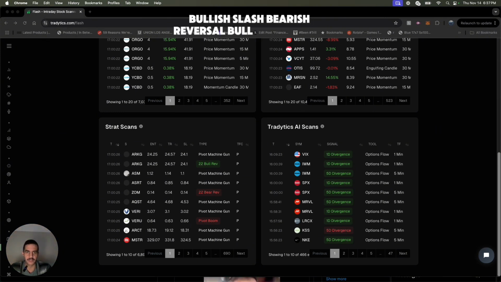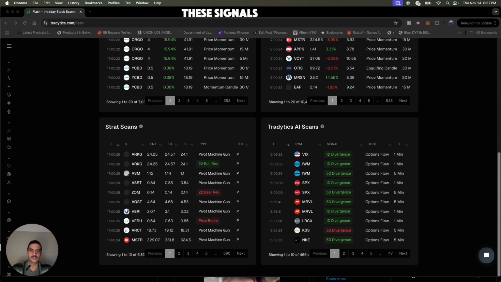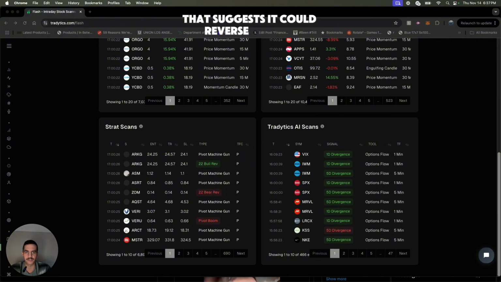Bullish/bearish reversal, bull rev, bear rev. These signals suggest a potential reversal in a trend. A 22 bull rev means that the stock is showing a pattern that suggests it could reverse upward, while the 22 bear rev shows a downward reversal. 22 here often refers to a specific candle formation in trading strategies that indicates a shift in momentum. And finally, we have a pivot boom. This usually indicates a strong breakout from a pivot level. A boom signifies a sudden surge, often followed by continued momentum in the direction of the breakout.